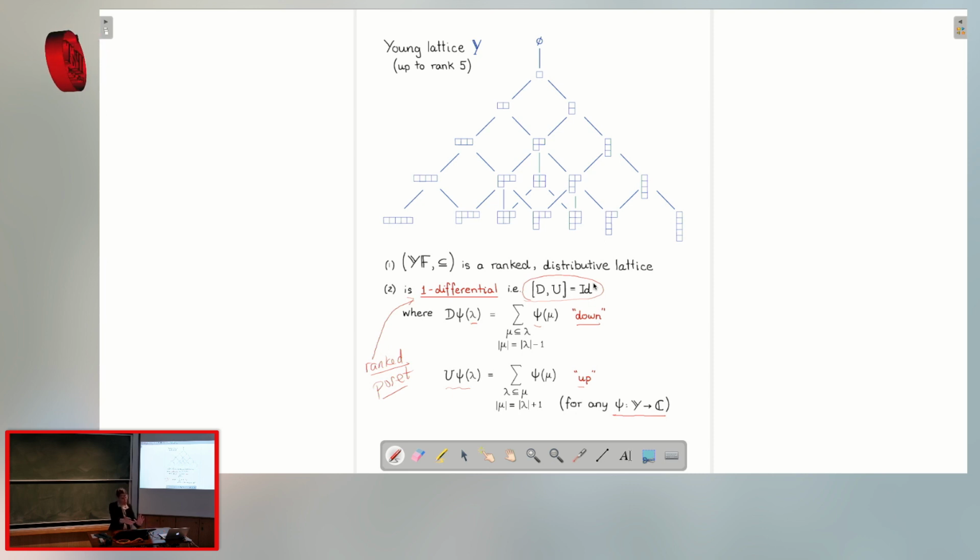Of course, in the Young case, this is not the end of the story. In fact, we have, if you like, higher up and down operators, where we are allowed to jump more than just one rank level at a time. We can jump 2 or 3, and in fact there's an action of a full infinite dimensional Heisenberg algebra. But for our purposes, we only need this one finite dimensional Heisenberg algebra.